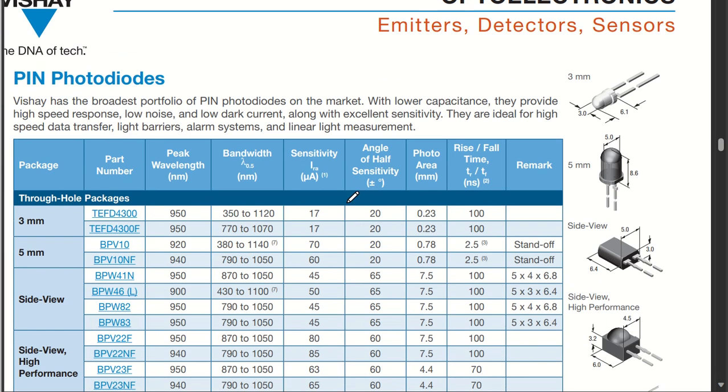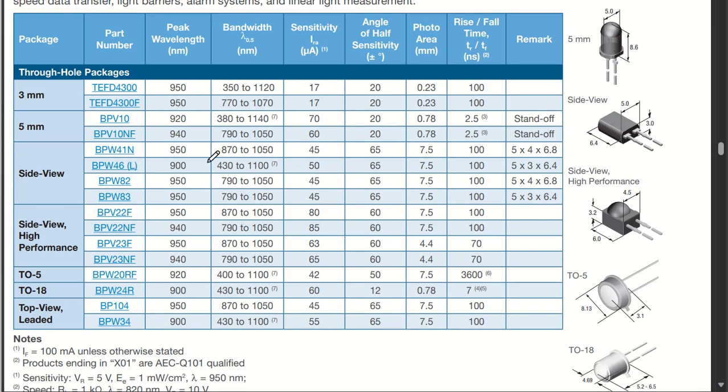Now coming to the PIN photodiode which I was talking about. I have taken it from the same device. If you want, you can take a TO18 package, which works with a peak wavelength of 900 nanometers, and which has a bandwidth of 430 nanometers to 1100 nanometers.